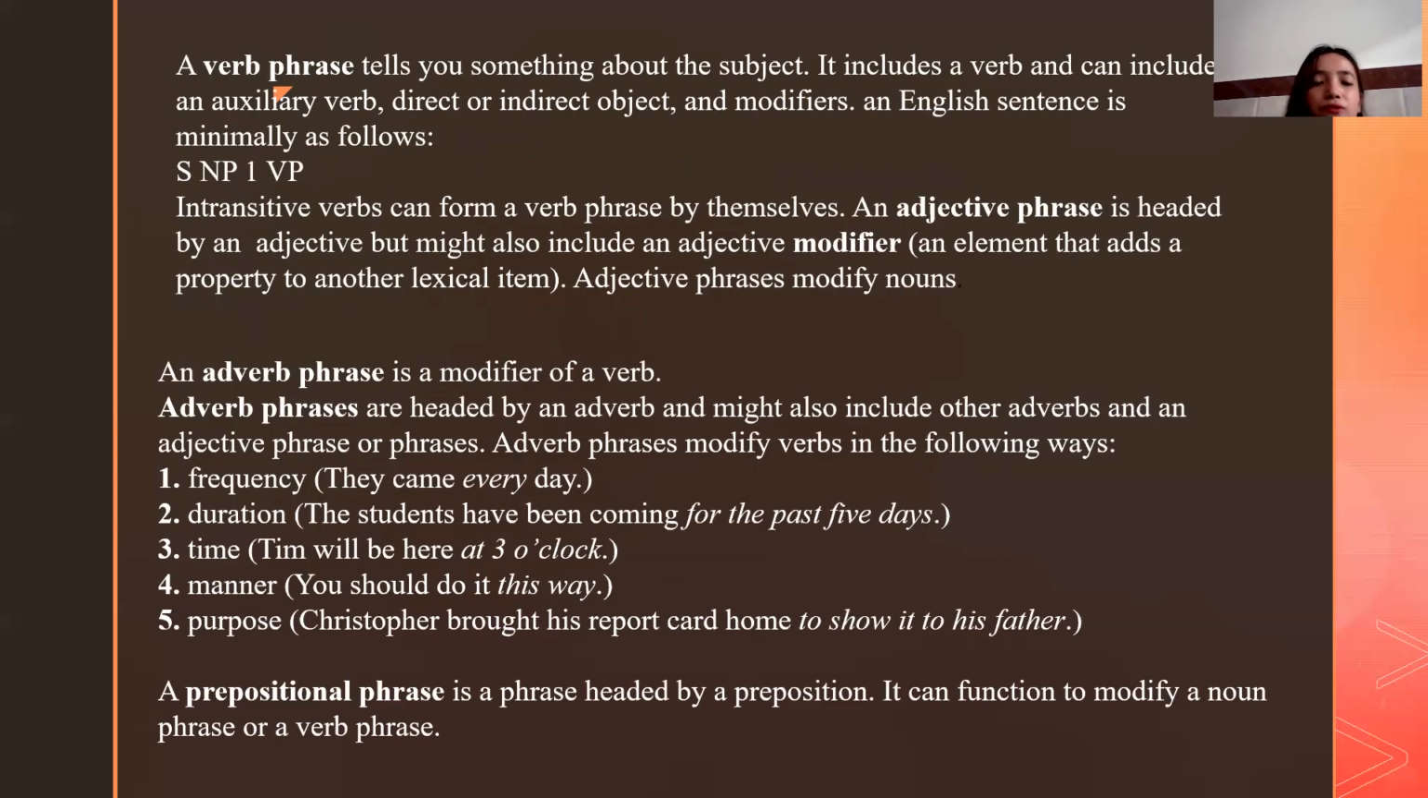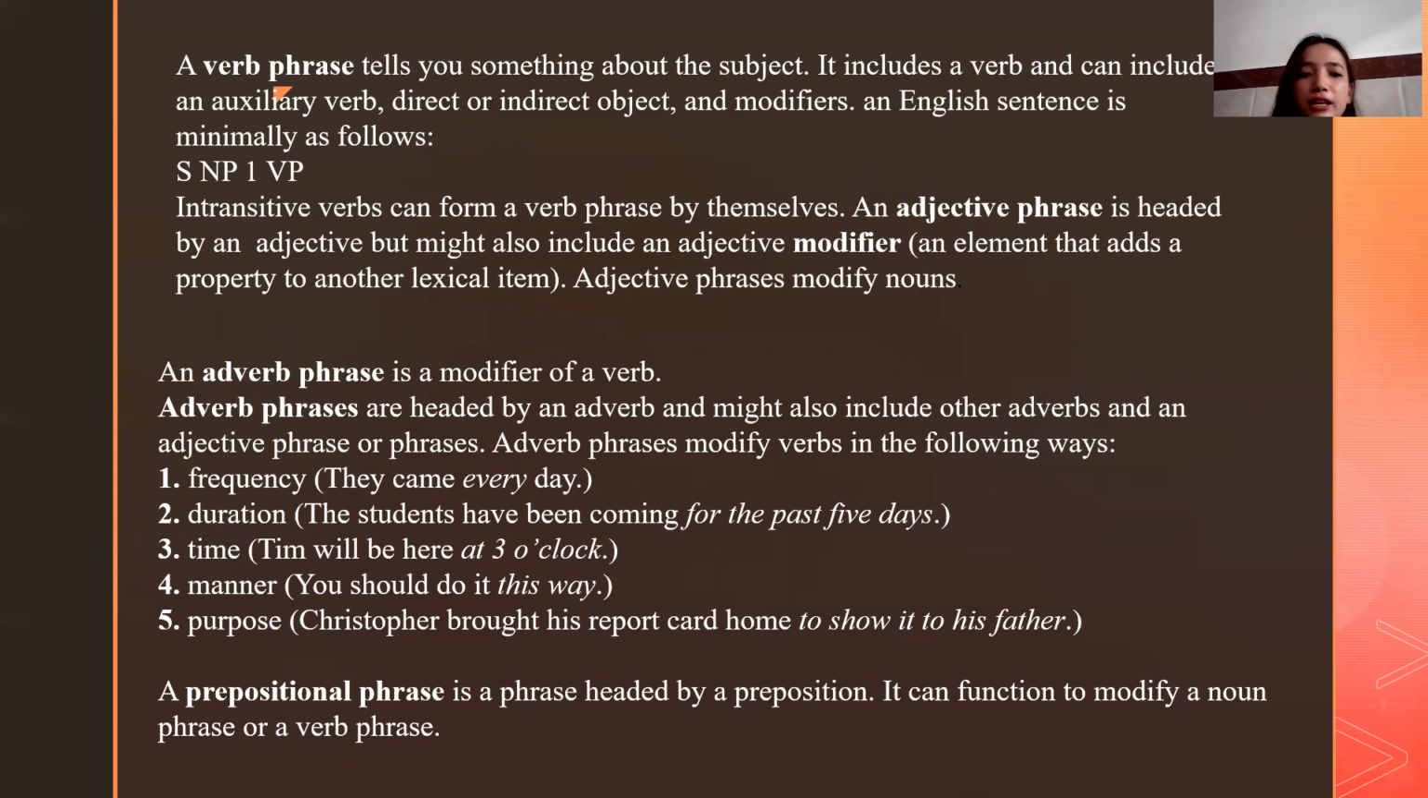Verb phrase. A verb phrase can tell you something about the subject and includes the verb, which can include the auxiliary verb, direct or indirect object, and modifiers. An English sentence is minimally as follows: S plus NP plus VP. We can see that an intransitive verb can form a verb phrase by itself.